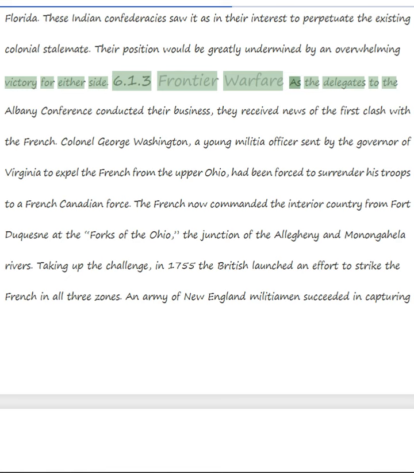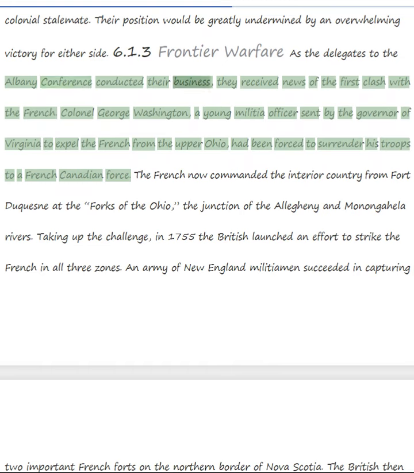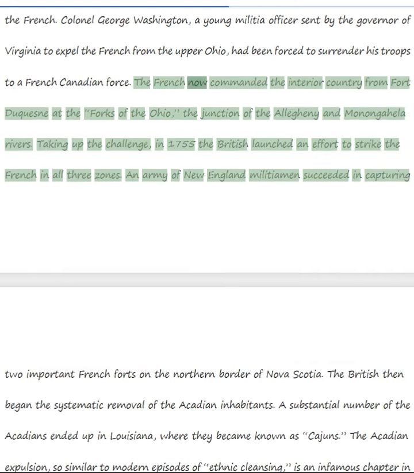6.1.3 Frontier Warfare. As the delegates to the Albany Conference conducted their business, they received news of the first clash with the French. Colonel George Washington, a young militia officer sent by the governor of Virginia to expel the French from the Upper Ohio, had been forced to surrender his troops to a French-Canadian force.